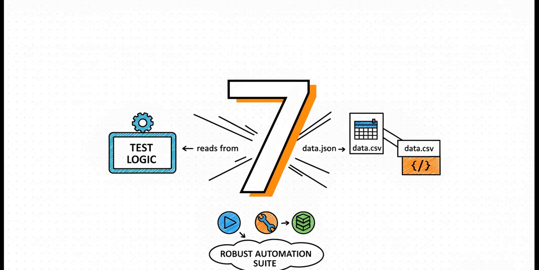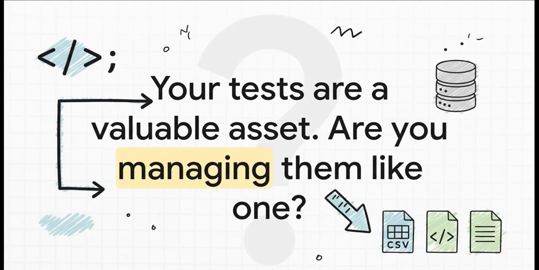So there you have it. By following that golden rule of separation and really focusing on externalizing, organizing, and securing your data, you build the foundation for a truly rock-solid automation suite. Mastering these principles is going to save you countless hours and headaches, I promise. So I'll just leave you with this final thought. Your automated tests aren't just a bunch of scripts. They are a critical asset that protects the quality of your product. So the big question is, are you managing that asset with the care and the structure that it really deserves?